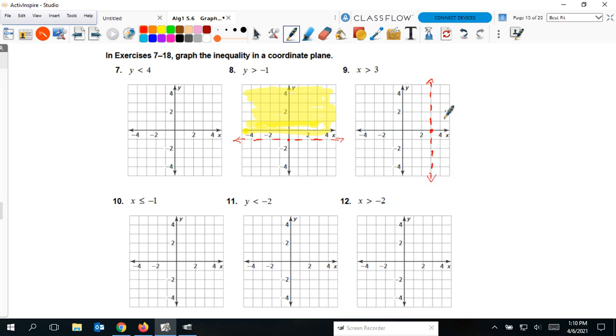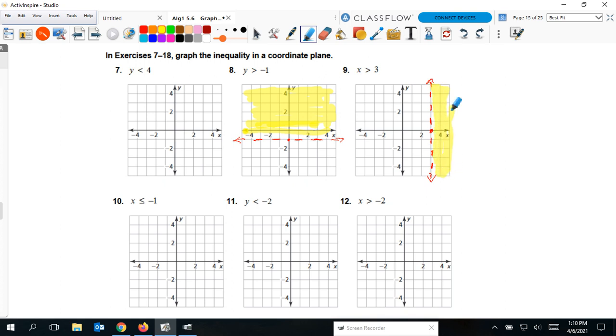And now we have to decide, are we going to shade on the left or on the right of this line? So you can see what it says here. X is greater than 3. So greater than 3, 4 is greater, 5 is greater. We're on this side of the line. So we have to shade on that side of the line. The shading is going to be over here. This is where all the solutions would be.